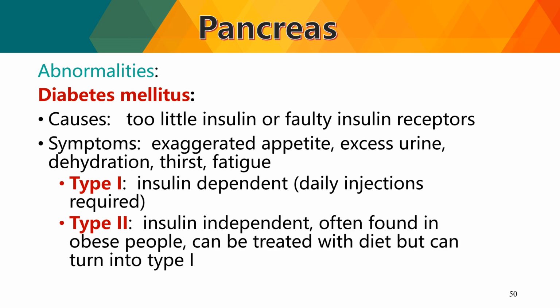So, abnormalities of the pancreas, of course, diabetes mellitus. So, this is caused by too little insulin or faulty insulin receptors. Symptoms would be exaggerated appetite, excess urine, dehydration, thirst, and fatigue. Type 1 is insulin dependent. So, you would need to have daily injections of insulin as required. And then type 2 is insulin independent. So, it is often found in obese people, can be treated with diet but can turn into type 1.